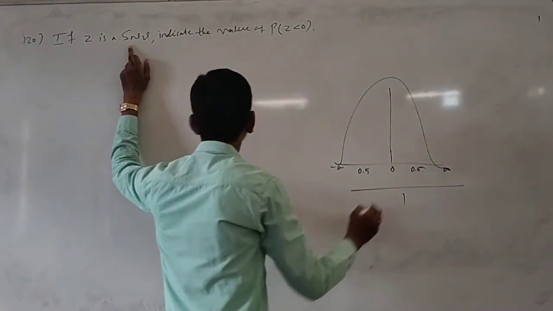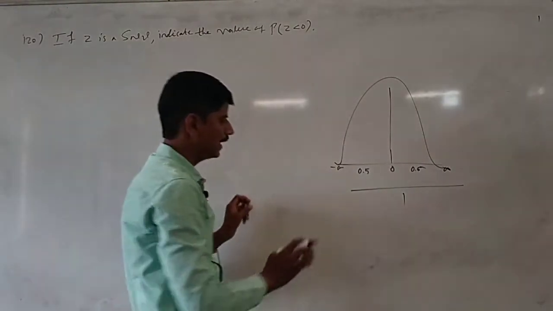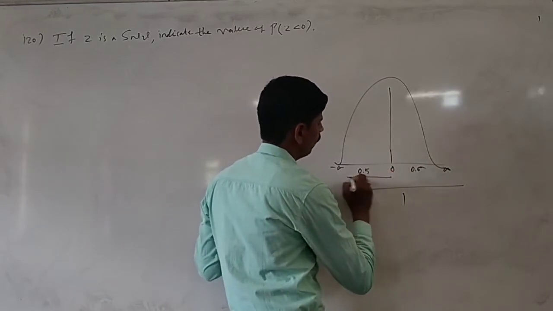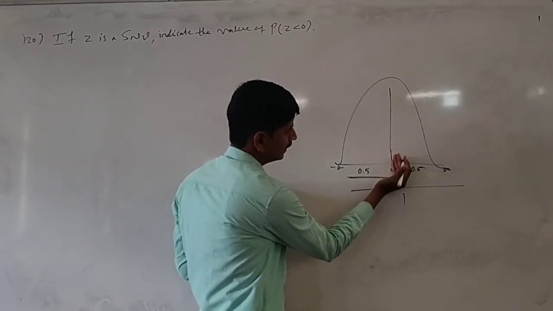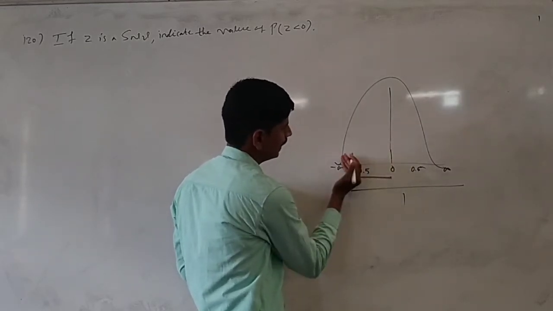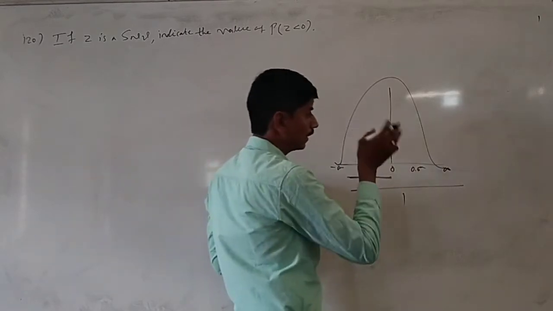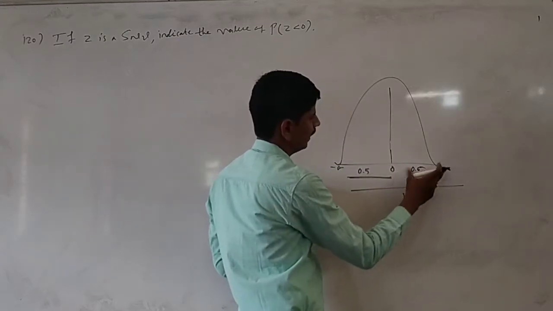Indicate the value of z is less than 0. Less than means this side. Less than 0 means 0 to minus infinity, and here the area is 0.5. Suppose it is greater than 0, then 0 to infinity is also 0.5.